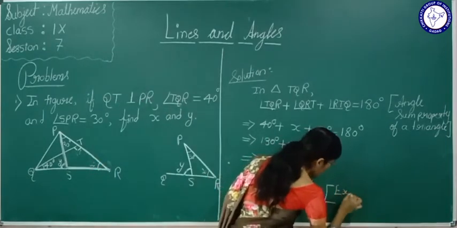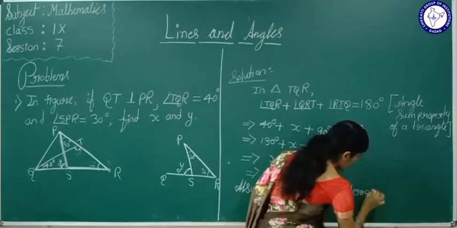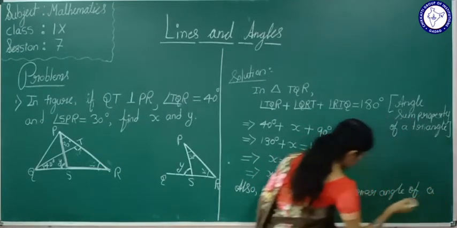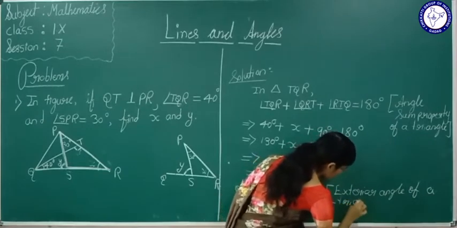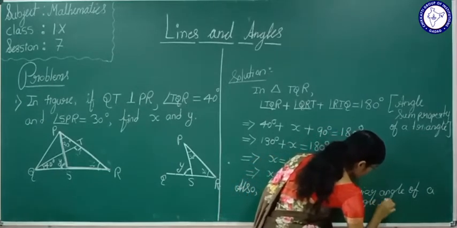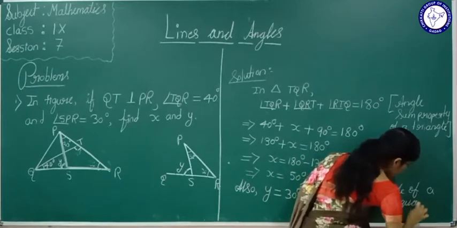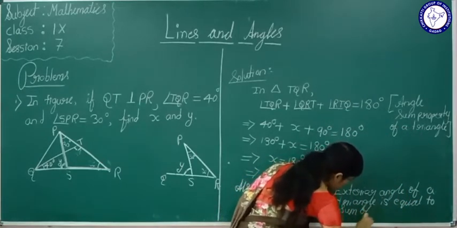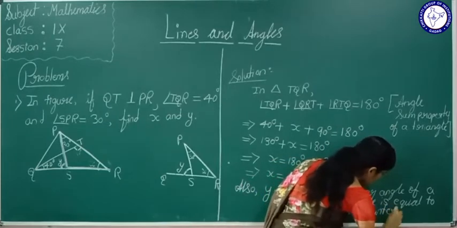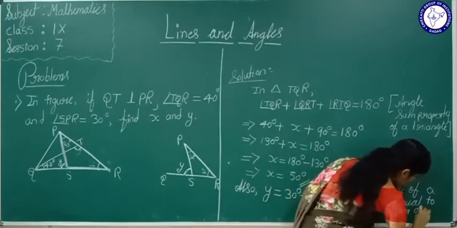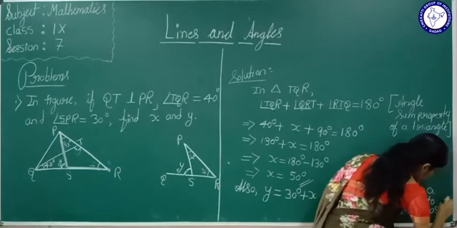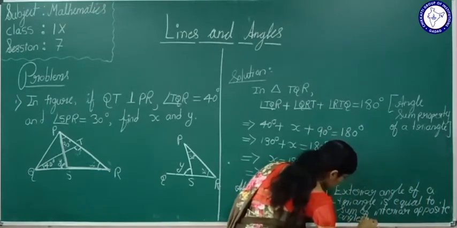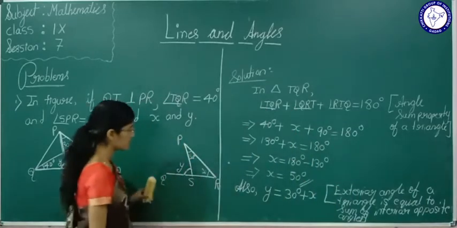Exterior angle of a triangle. The exterior angle of a triangle is equal to the sum of the interior opposite angles. Yes?